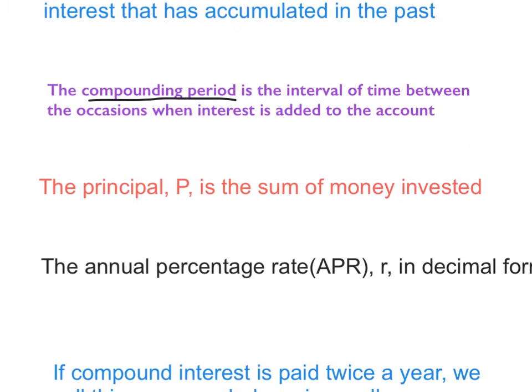Now, hopefully, principal is a word you're familiar with. Principal, and we'll denote that with a capital P, is the sum of money that you invested. So maybe you want to take $500 and put it in a bank account, or $800. That's your principal, the amount you're investing. The annual percentage rate, also known as APR as an abbreviation, we're going to use lowercase r in decimal form to identify the rate that we're going to get on our money, or the rate we're going to pay.